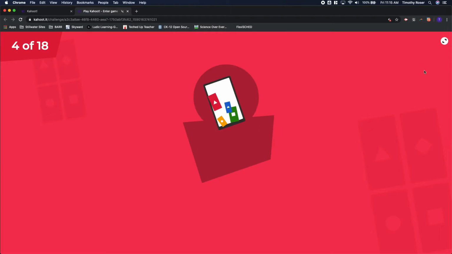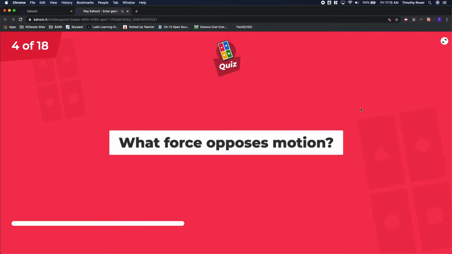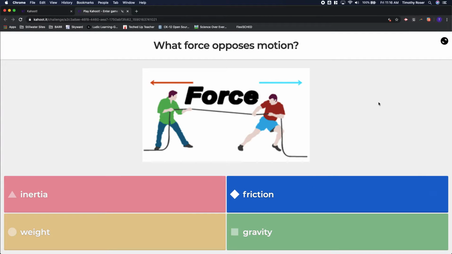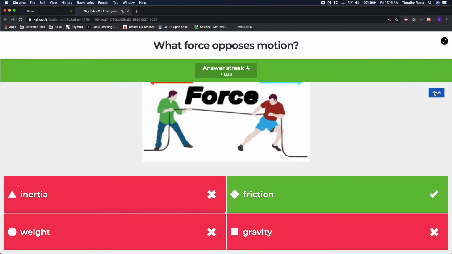All right, next up. What force opposes motion? Well, the force that opposes motion is going to be friction. It is always moving in the opposite direction of any motion.